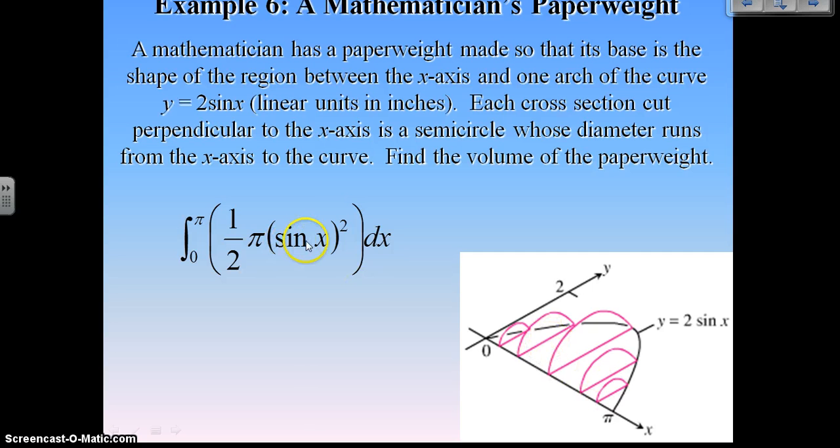Well, you say, well, why is it sine x? Why is it not 2 sine x? Well, 2 sine x would be the entire way across. That would be the diameter. We don't want the diameter. We only want the radius. So I take half that distance. That's why it's sine x instead of 2 sine x. And then again, I'll use my calculator from 0 to pi and come up with 2.47 cubic inches.